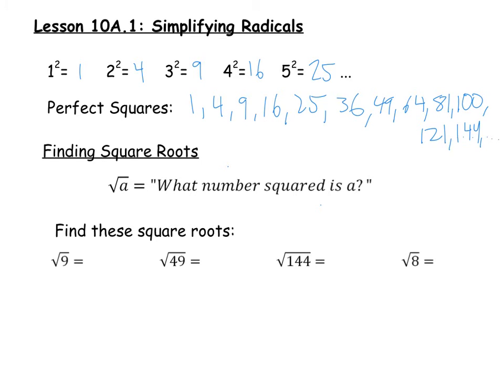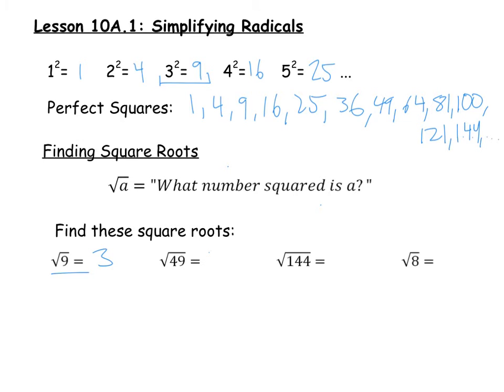So when we have the square root, you should be familiar with these guys. When we have the square root of a, that means what number squared is a? So it's asking a question here, all right? And so we've got our question, what is the square root of 9 in this case? Well, the square root of 9 we know is 3. Because of this guy up here, we know 3 squared is 9, so the square root of 9 is 3.